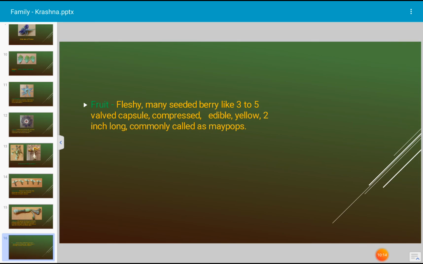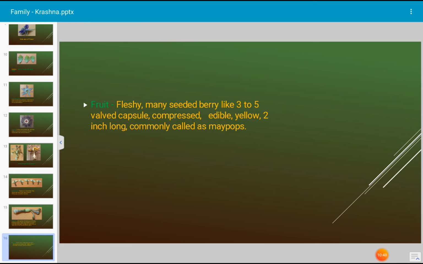which type of fruit occurs in this plant? Fruit is fleshy. It consists of many seeds. It is a many seeded berry-like capsule. The capsule has 3 to 5 valves and is somewhat compressed. It is edible, yellow in color, 2 inches long, and commonly the fruit is called maypops. Okay, this type of fruit occurs.